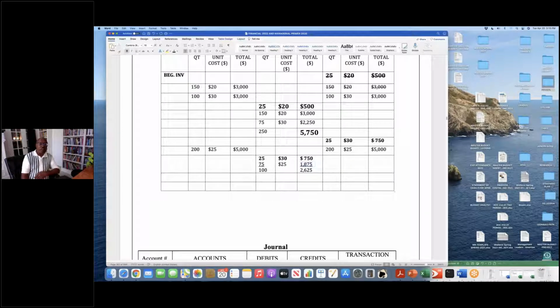And how many pairs of shoes do we have left? Our shoe store has what, 125 pairs of shoes left? 125. Yes. They cost $25. So that amounts to how much? Isn't it 3,125? I'll take your word for it.